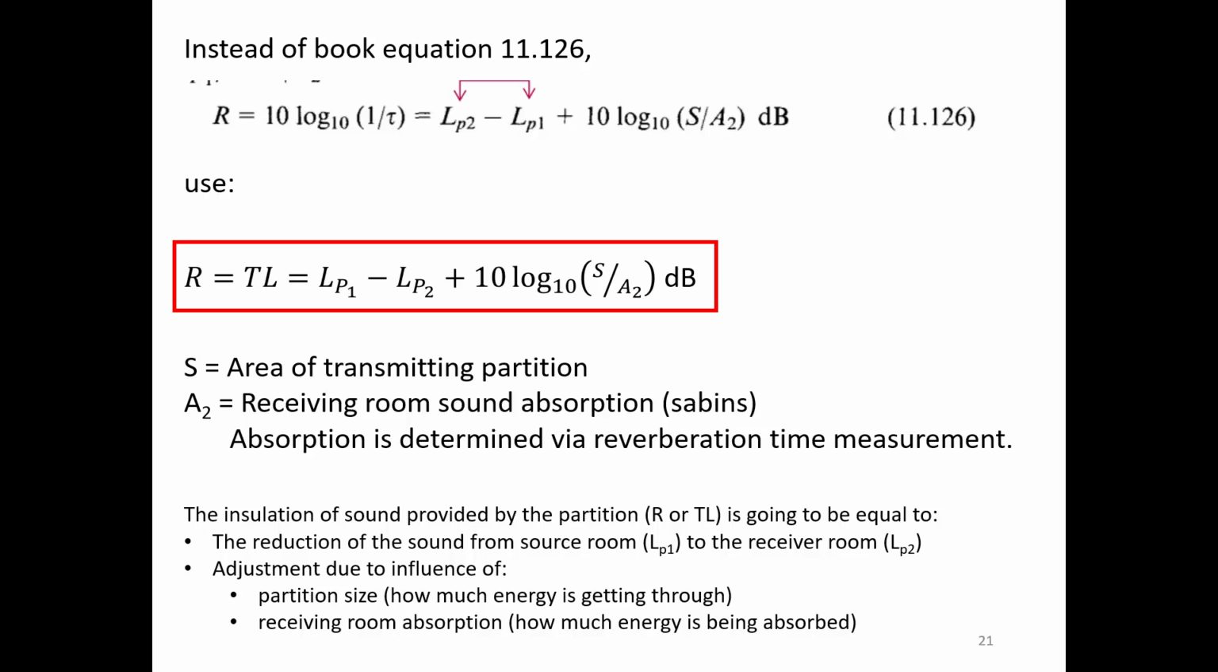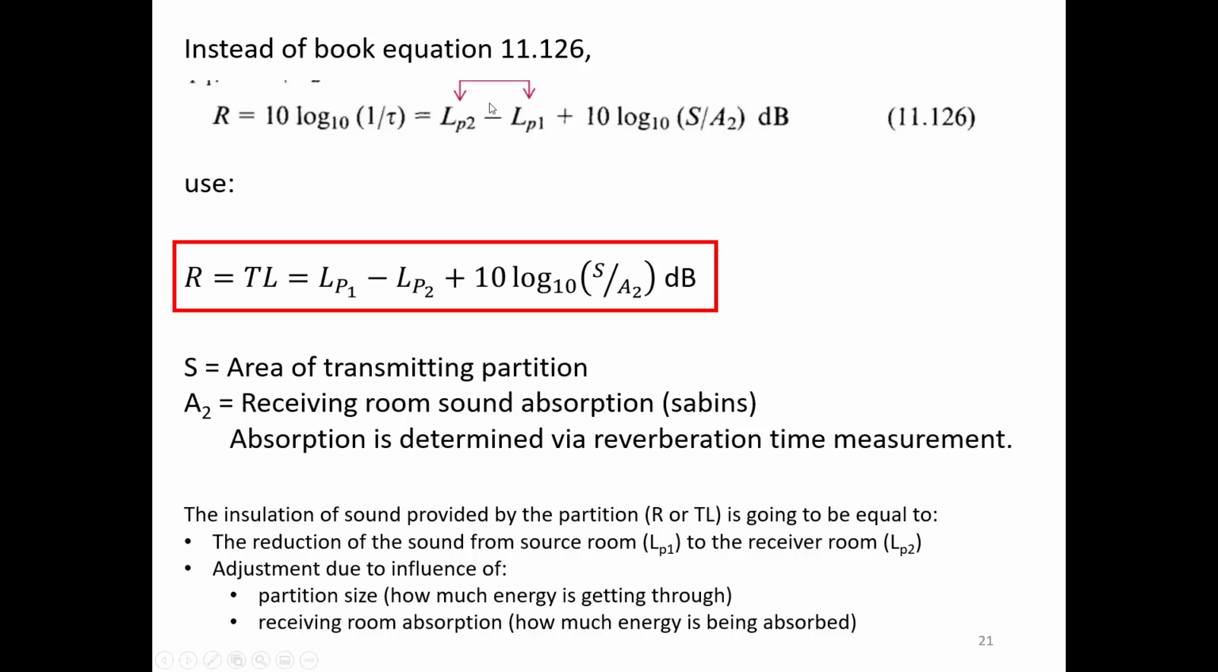So S, that's the area of the transmitting partition, and A2, that's the receiving room sound absorption. We saw that from the slides. The absorption would be in Sabins. This absorption is determined via reverberation time measurement, like I said on the previous slide.